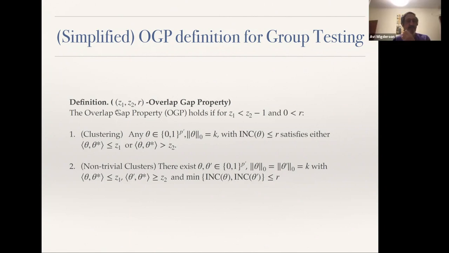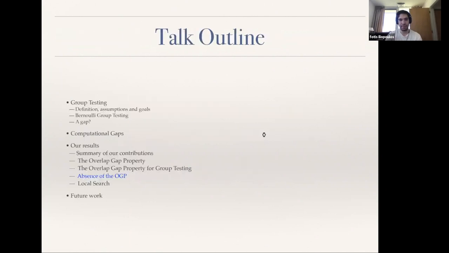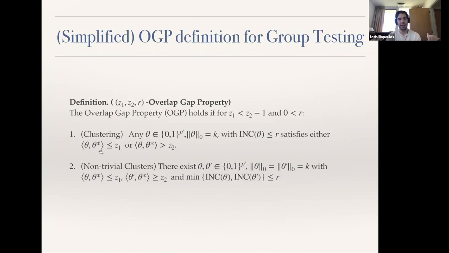Okay. So we say that we have a (zeta 1, zeta 2, R) overlap gap property if all the solutions that have at most R inconsistencies cluster into two families, the ones that are far away from the true vector and the ones that are close to the true vector. So we should think of zeta 1 as something like epsilon k and zeta 2 as 1 minus epsilon k? Exactly, yes. And the second part of the definition says that this cluster should be non-trivial in the sense that they should have at least one element.